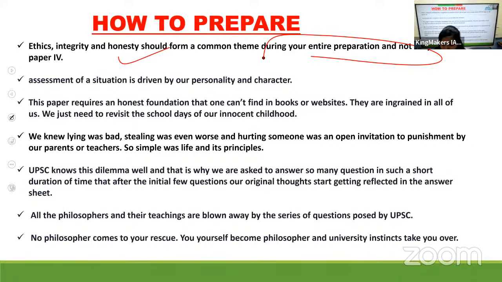So we have to now search what type of ethics we have got. Now from here on, when it comes in the test, you have to search what ethics I am carrying during this preparation and during this journey towards the UPSC. Assessment of situation: how to prepare for this paper, whenever you are going into any situation.